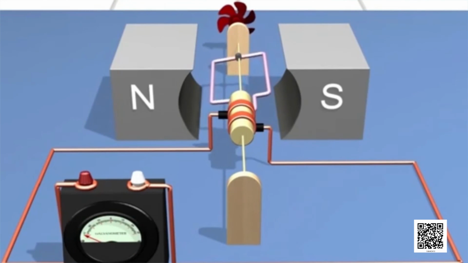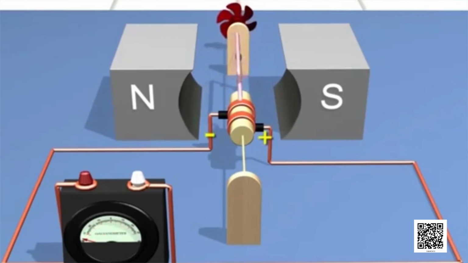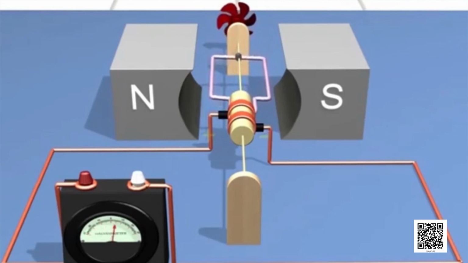After half a rotation, arm CD starts moving up and AB moves down. As a result, the direction of the induced currents in both the arms changes, giving rise to the net induced current in the direction DCBA. The current in the external circuit now flows from B1 to B2. Thus, after every half rotation, the polarity of the current in the respective arms keeps changing.